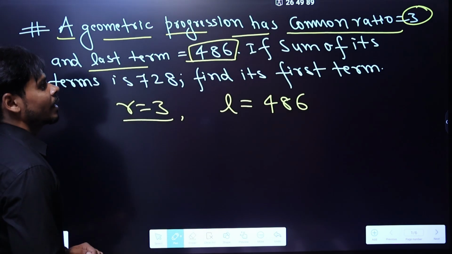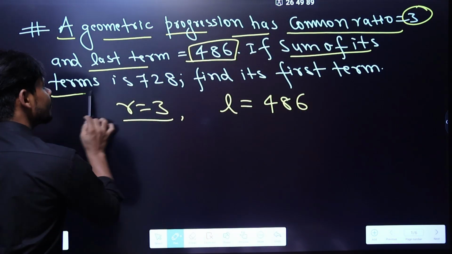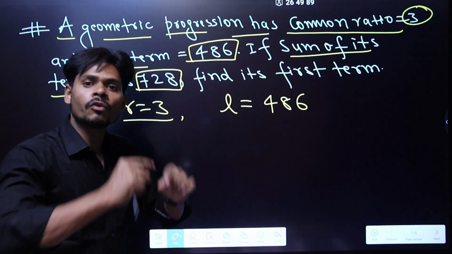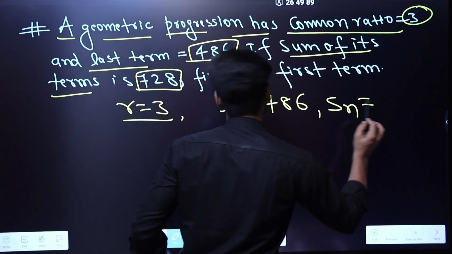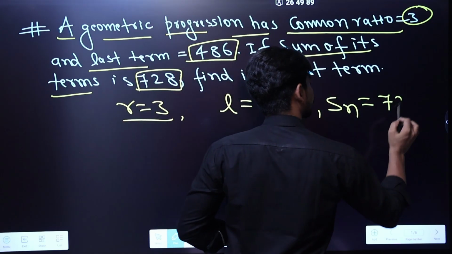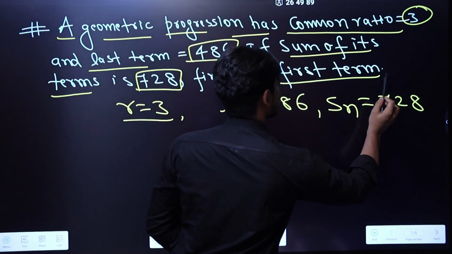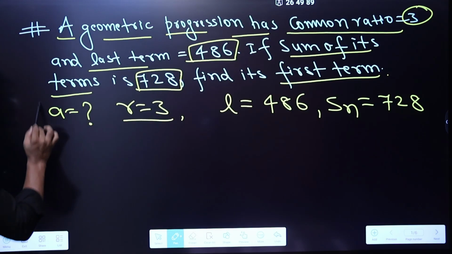Next, we are also given that the sum of its terms is 728, it means the sum of all terms, Sn, is 728, right? Next, we have to find its first term, it means we need to find a.